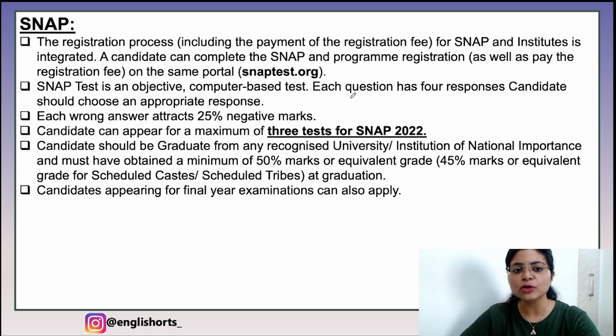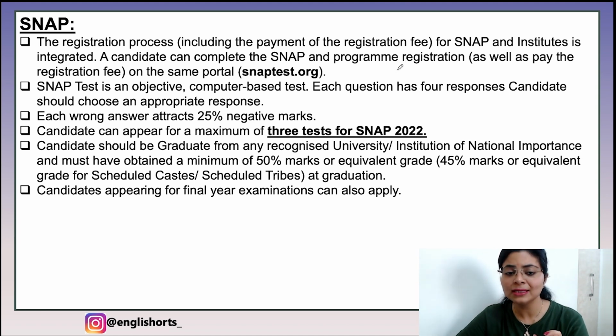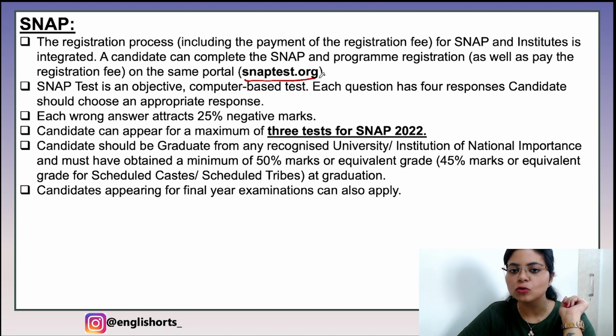The registration process, including the payment of the registration fee for SNAP and the institutes, is integrated, which means it is one. And you can complete the entire registration and everything on the same portal, which is snaptest.org. So, this is the website you got to visit.